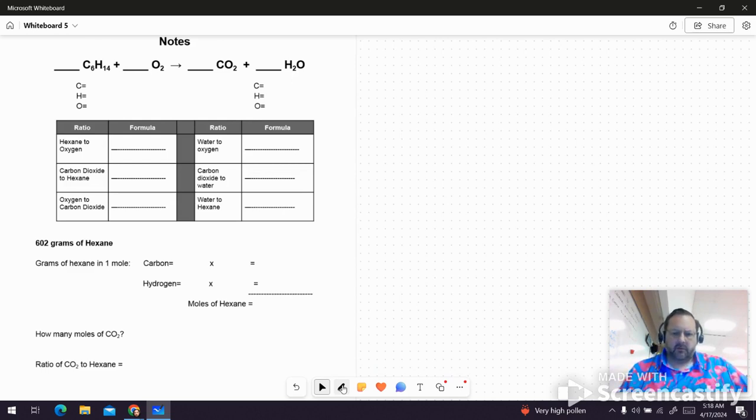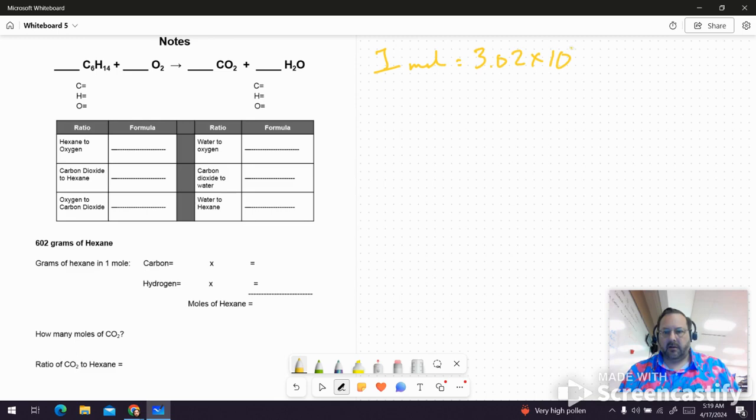So we've thrown around the idea of the mole, and we know that a mole, I'll write it up here, one mole equals 3.02 times 10 to the 26th. All a mole is, is a number. It's a big number, a really big number.